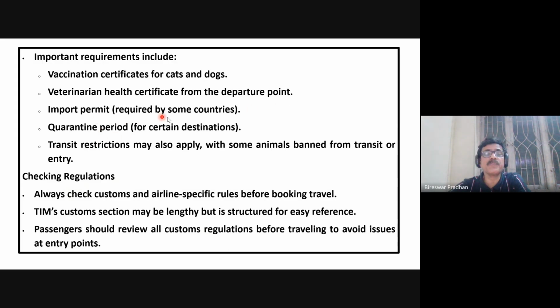the import permit required by some countries, quarantine period for certain destinations, and transit restrictions may also apply, with some animals banned from transit from one port to another. These are the main points, 1, 2, 3, 4, 5. These five are the most crucial in the case of pets.